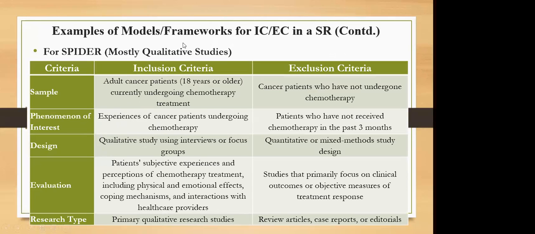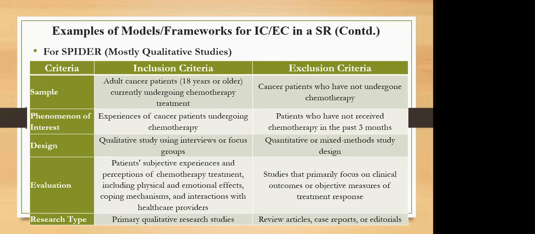Now, the research question here is this: What are the experiences of adult cancer patients undergoing chemotherapy treatment? This is the research question. And when you've now got the research question, you will now break down the inclusion and exclusion criteria.